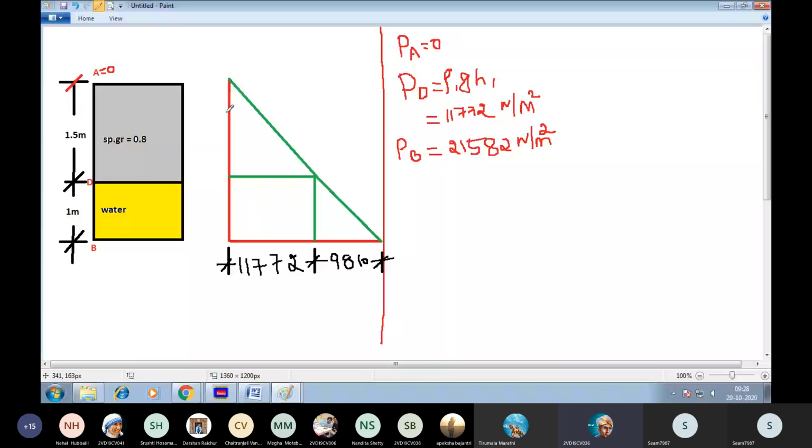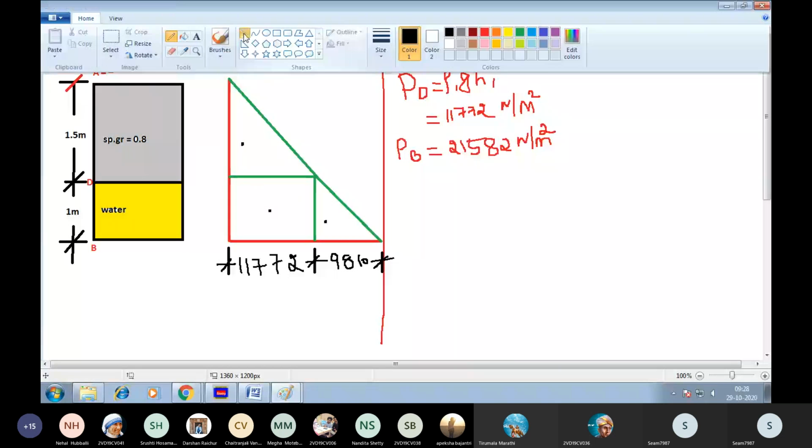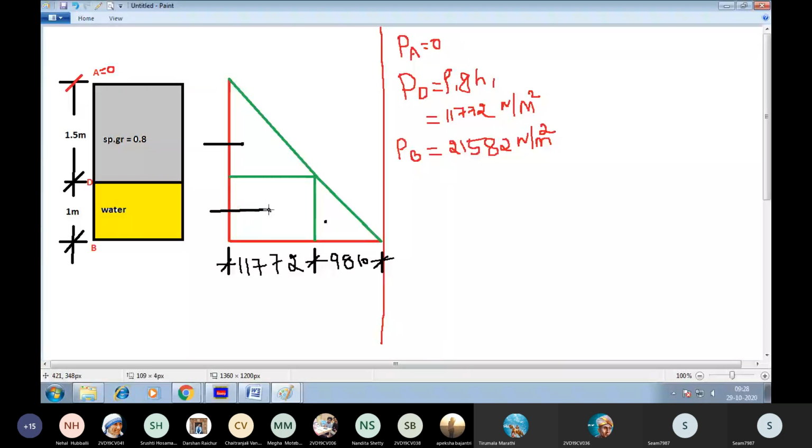Now, where does the force exist in this first case? In this upper triangle, 2/3 of the apex. It will come somewhere here. Okay. So what about the rectangle? It is at the center, and again it is a triangle. So therefore the point lies somewhere here. Okay. Next, identify the points F1, F2 and F3.